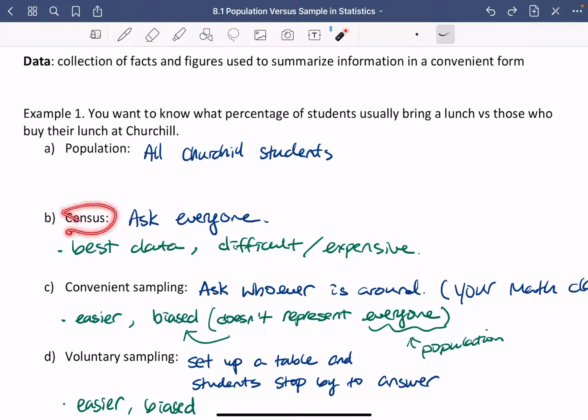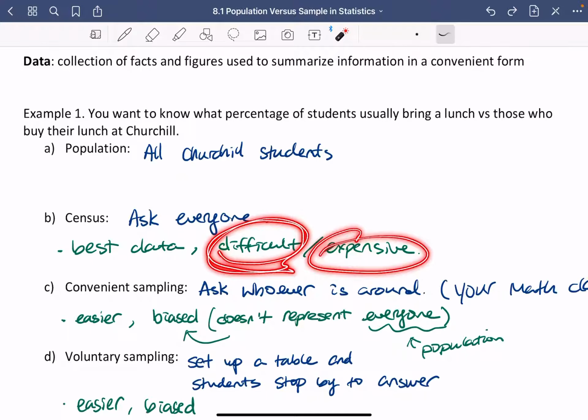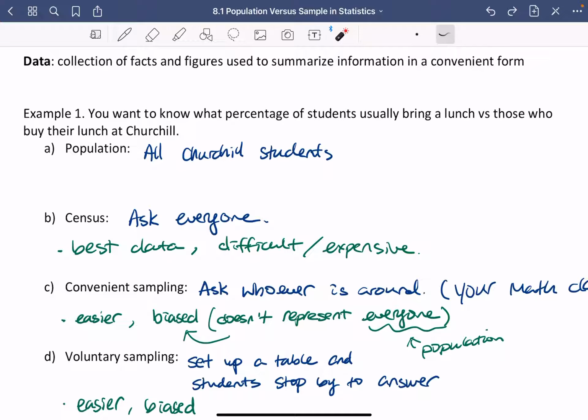What about a census? Census is to ask everyone. If you ask every student in Churchill, then this will give you the best data. But the problem is that doing a census is very difficult and very expensive. It's difficult to find everyone and ask them this question, and it's very expensive as well. And it takes time because not everyone is going to give you the answer within the time limit.